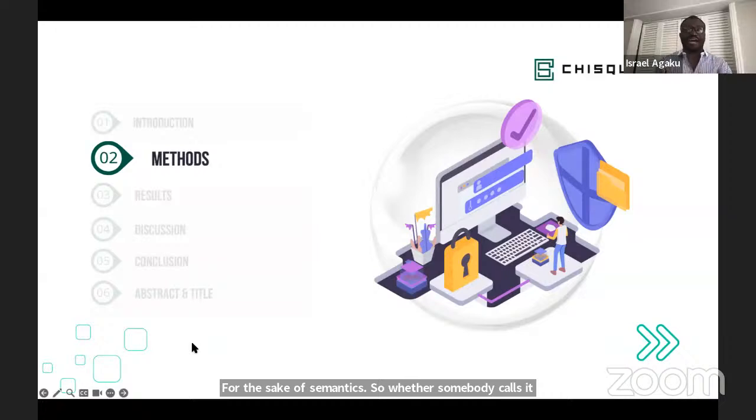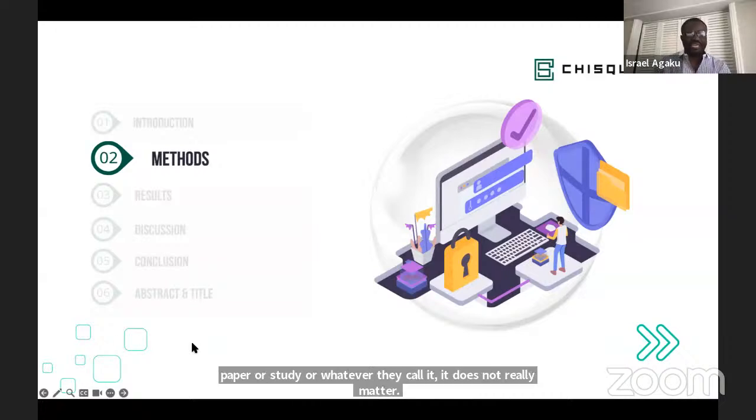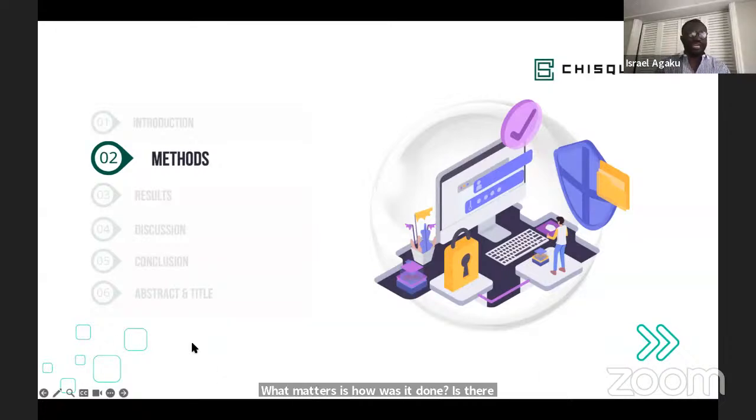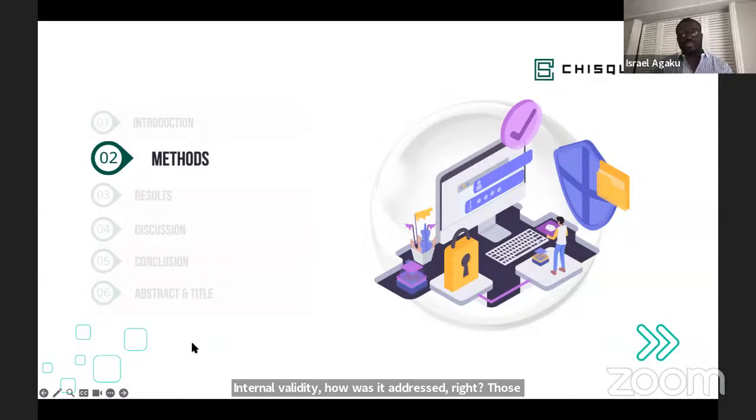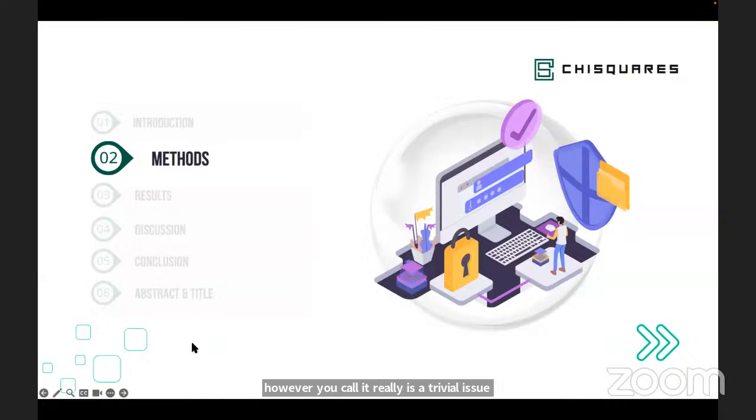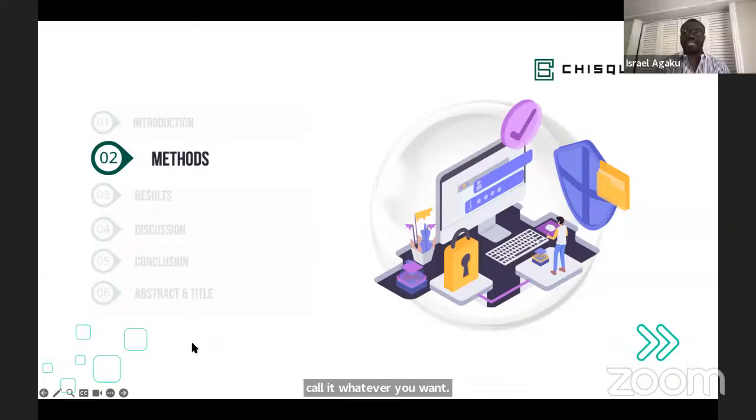What matters is how was it done? Is there a careful consideration to threats to internal validity? How was it addressed, right? Those are the substantive issues we need to worry ourselves about, not issues of potato. Whatever you call it or however you call it, really is a trivial issue, right? So that's the answer to your first question. You can call it whatever you want. You can call it study, a report, whatever you wish to call it, really is up to you.